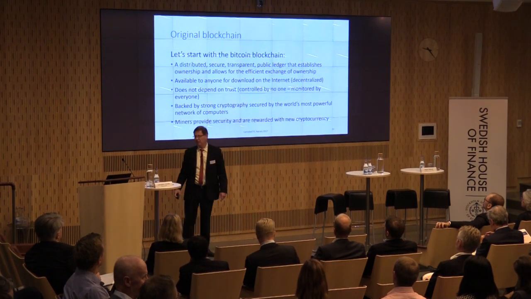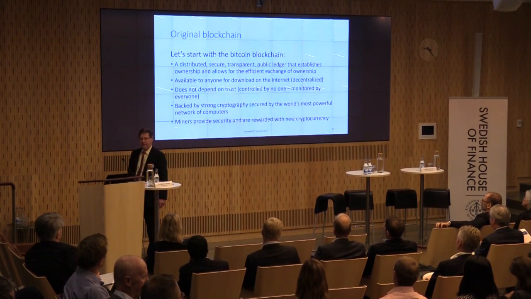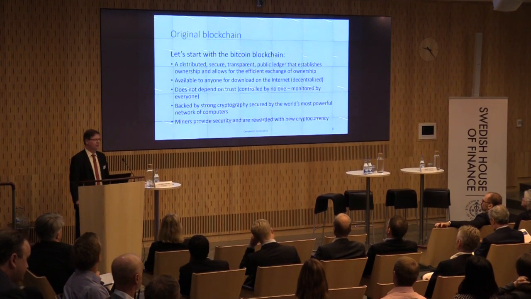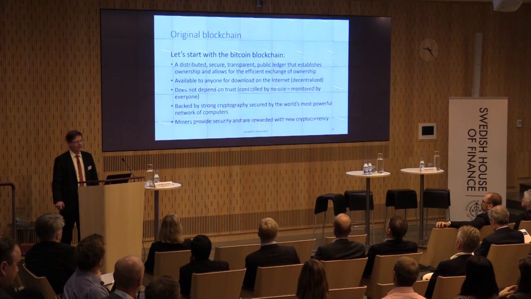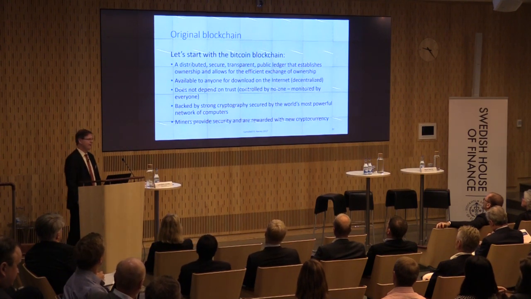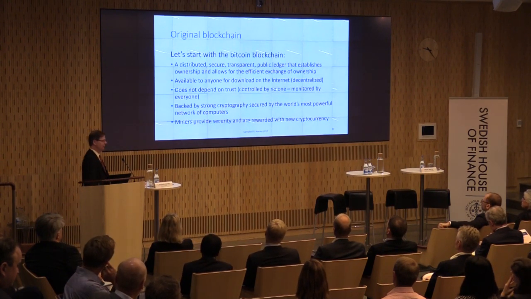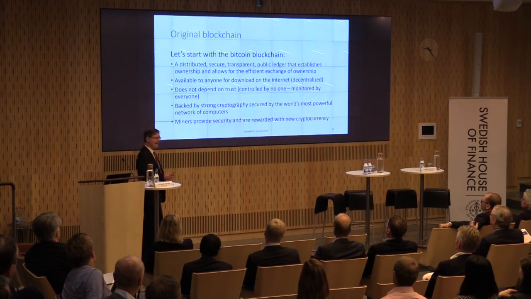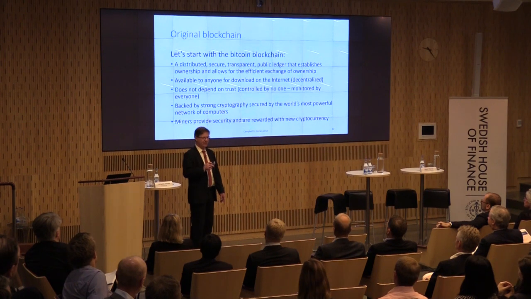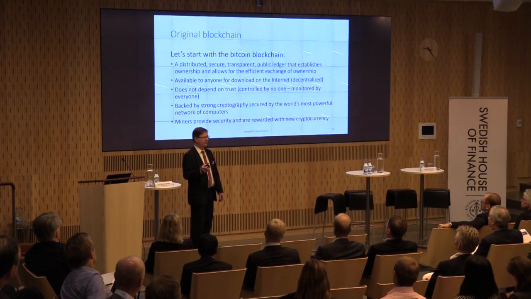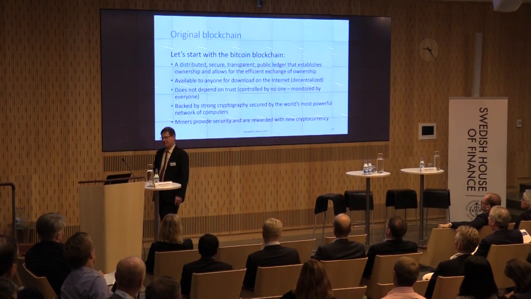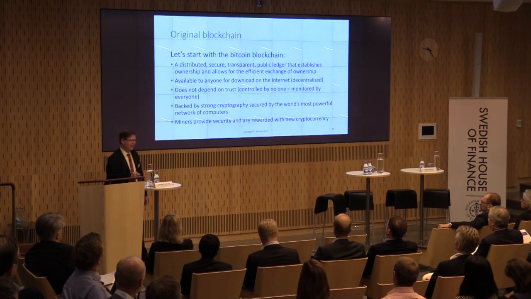Okay, so let's actually go through to understand what's going on with the Bitcoin blockchain to start out with. Okay, so the Bitcoin blockchain, it's distributed, as I said, it's public, it's transparent, establishes ownership, and allows for efficient exchange. Anybody can download it. It's not a huge file. I think it's about 130 gigabytes right now. And every single transaction in the history of Bitcoin is in this ledger. You can see every single transaction.